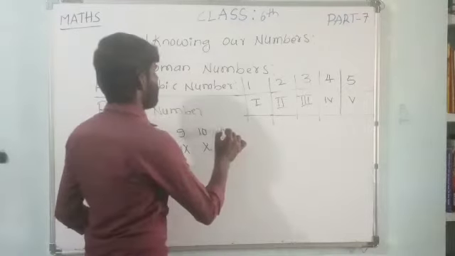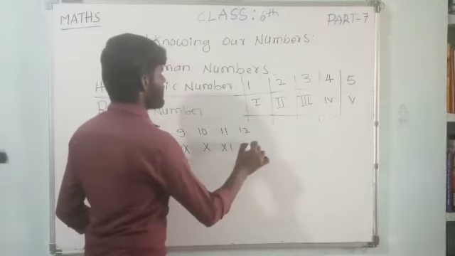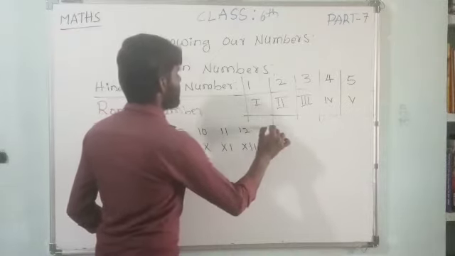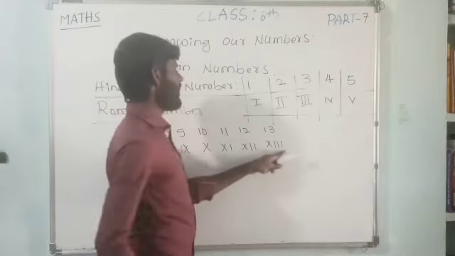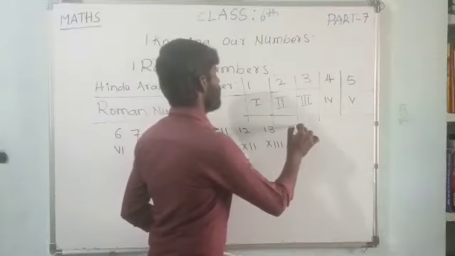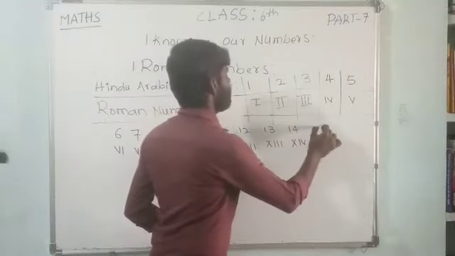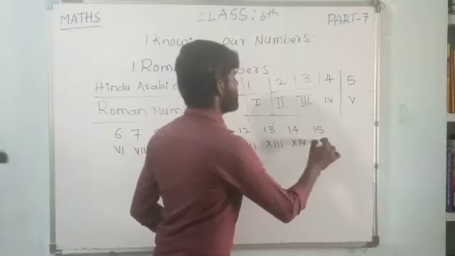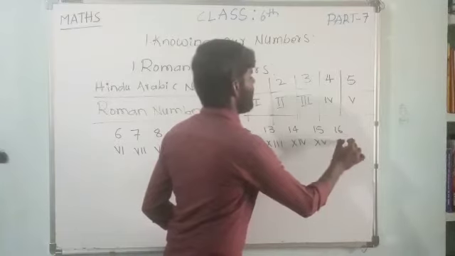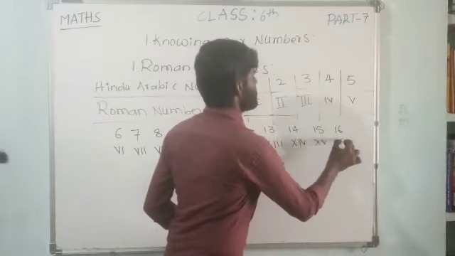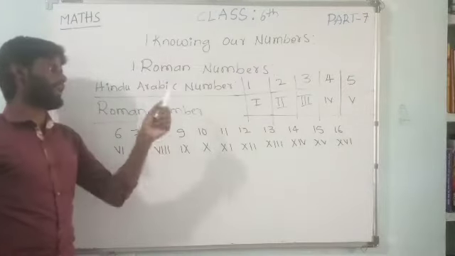Then 11 is XI. For the 12, XII. For the 13, XIII, triple I. Then 14 is XIV. For the 15, XV. For the 16, XVI. Like this. Then 17, you can continue onwards.